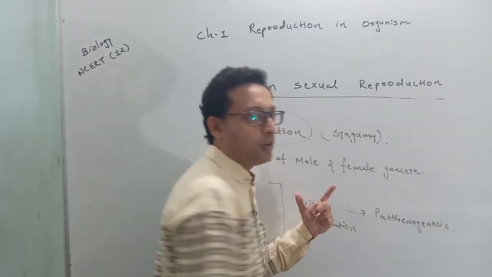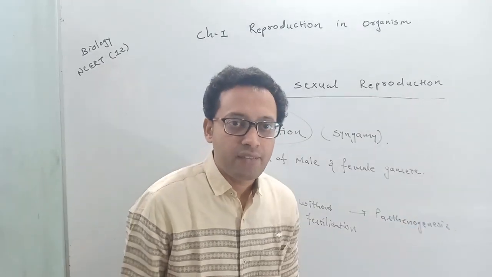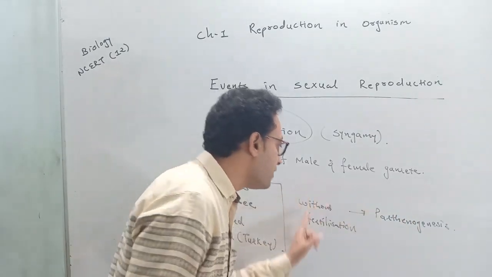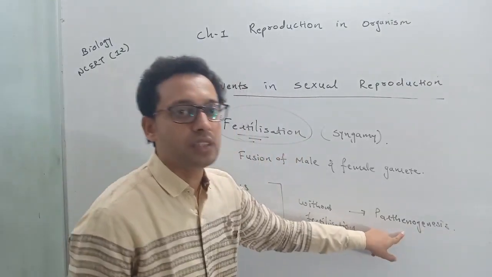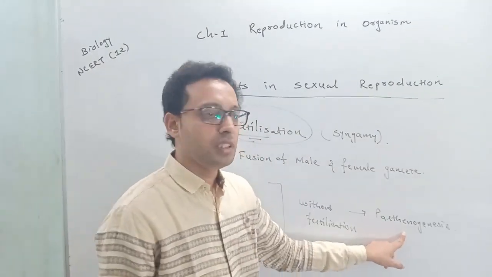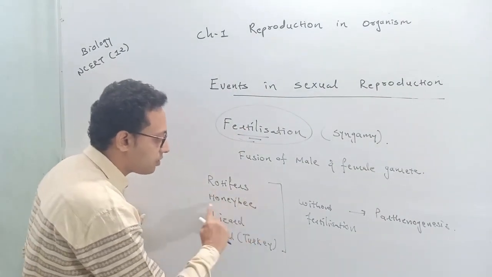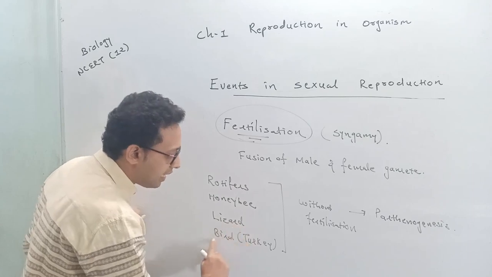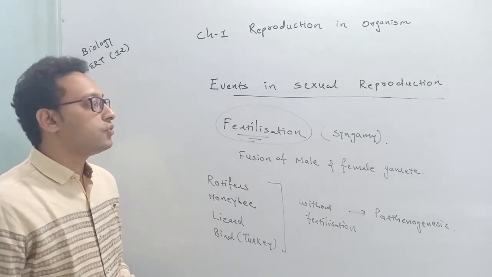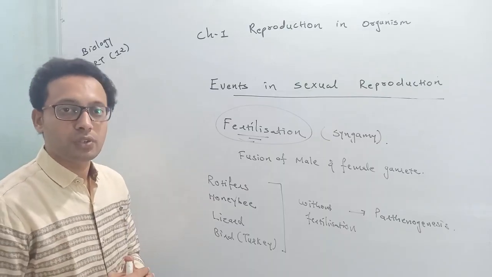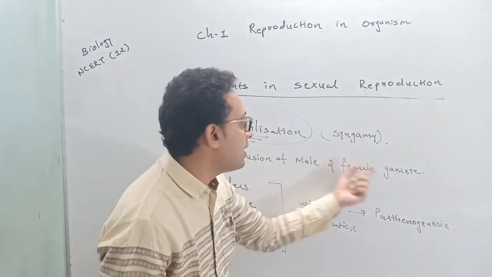This is very important. Clear? So what is parthenogenesis? If development of an offspring occurs without fertilization, such type of an event is called parthenogenesis, and this is exceptional. Okay, and in which cases is it reported? It is reported in rotifers, honeybee, lizard, and birds like turkey, where only the female gamete develops to form a zygote.